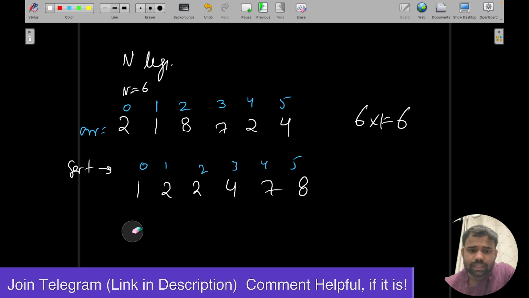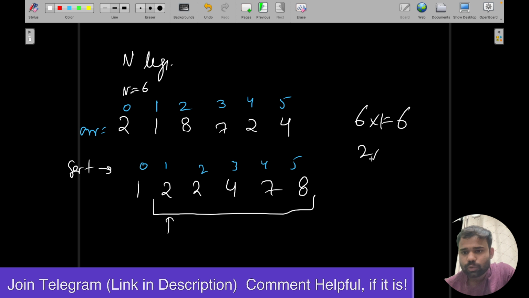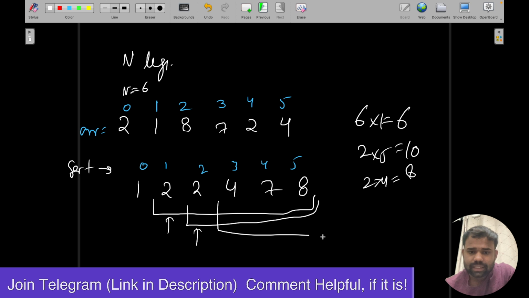Now let's say you are not considering this one. You are considering this and all of these. So it will be 2 into 5, which is 10. Now let's say you are just considering this. It will be 2 into 4, which is 8. Then let's say this. It will be 4 into 3, which is 12.